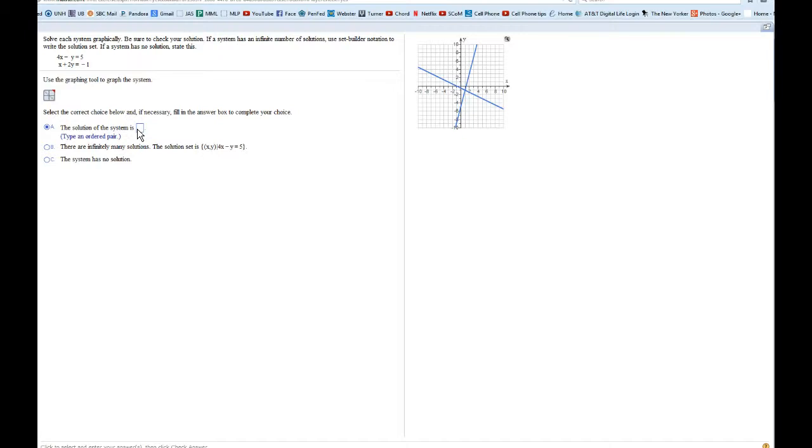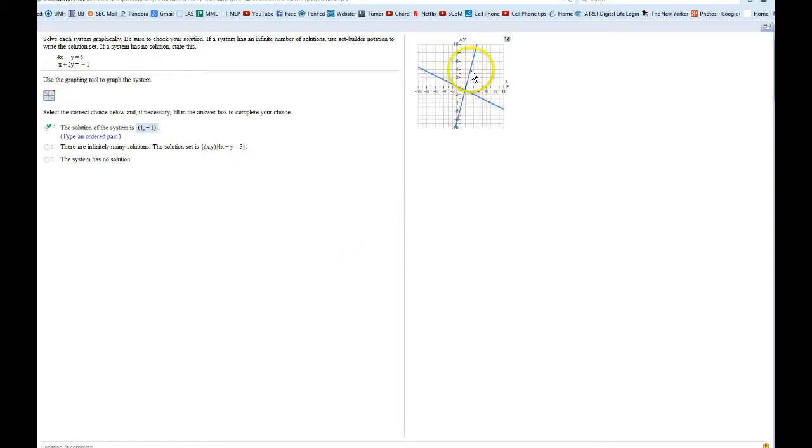So we said our ordered pair was parenthesis, we had a 1 there, comma, and a -1, parenthesis. Oh, how did I get a 4 in there? Let me see here. Okay, let's check this here. And I got that. So I had the right point.